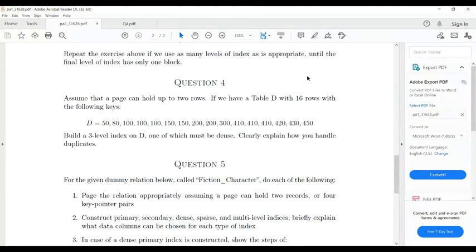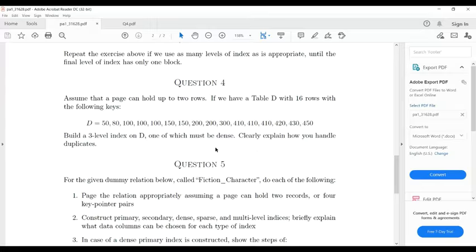Now, going to question 4, assume that a page can hold up to 2 rows if we have a table D with 16 rows with the following keys. Build a 3-level index on D, one of which must be dense. Clearly explain how you handle duplicates.